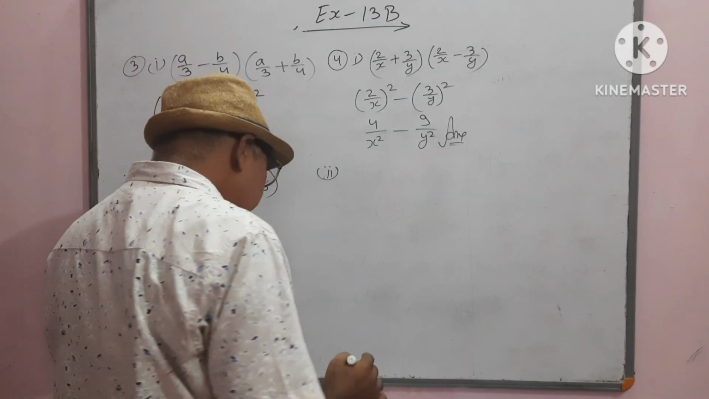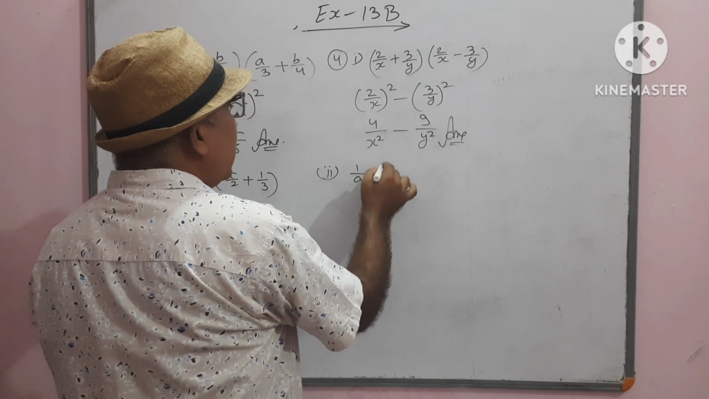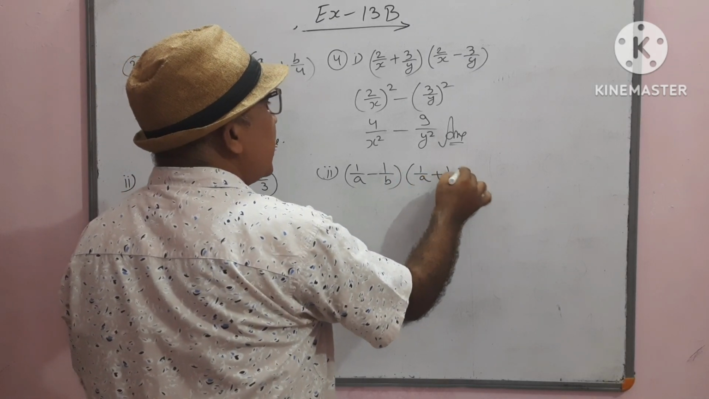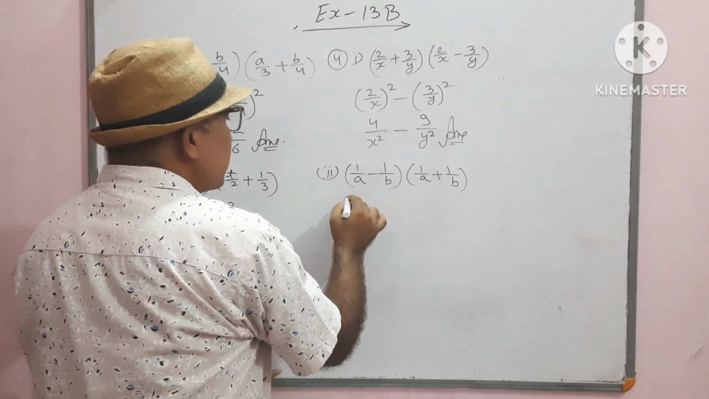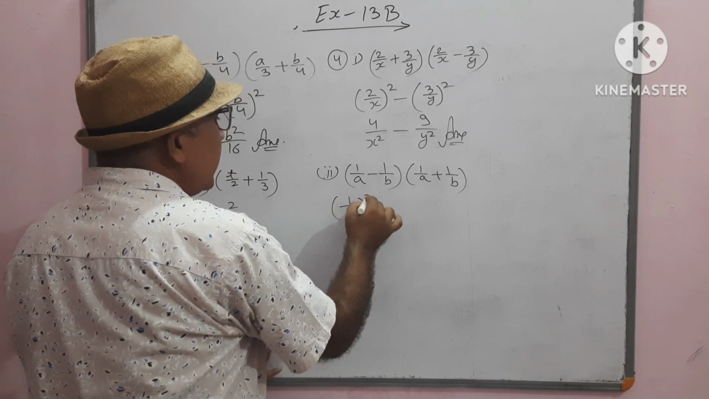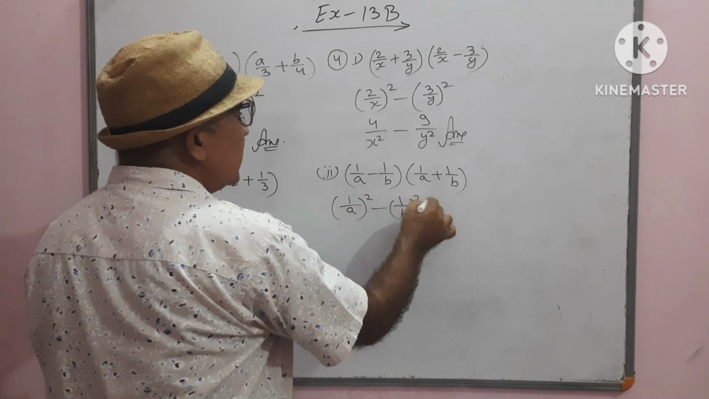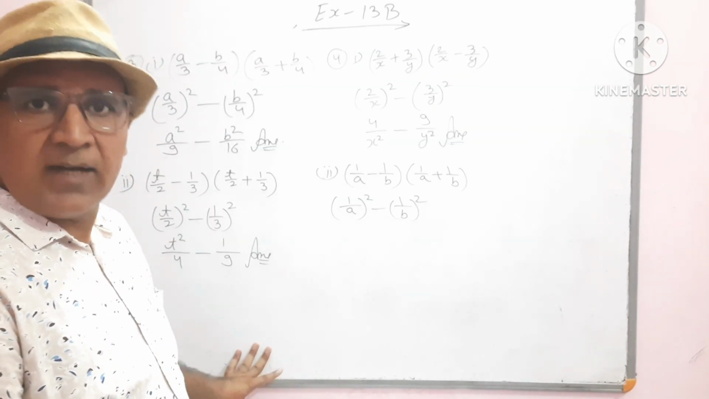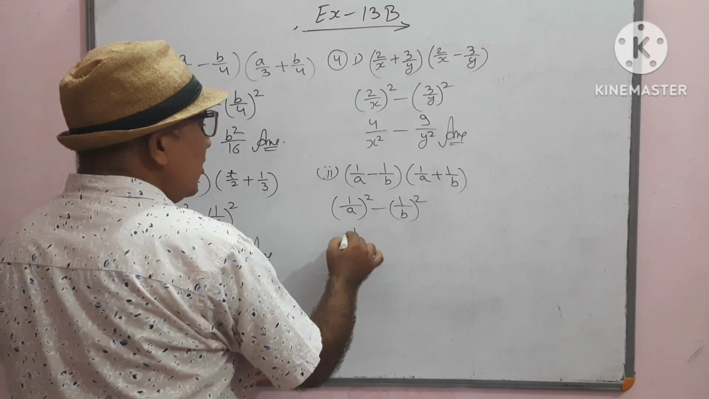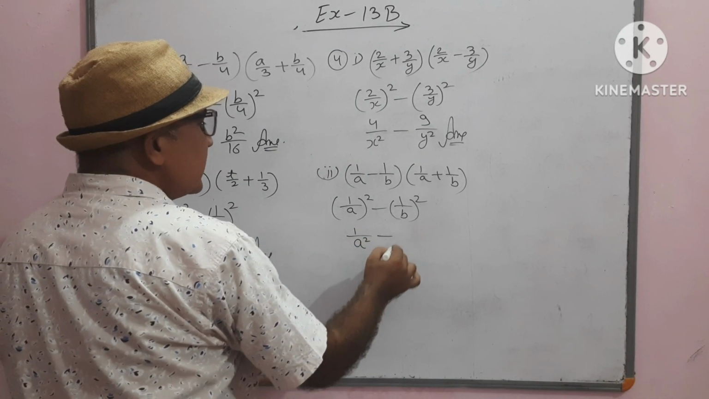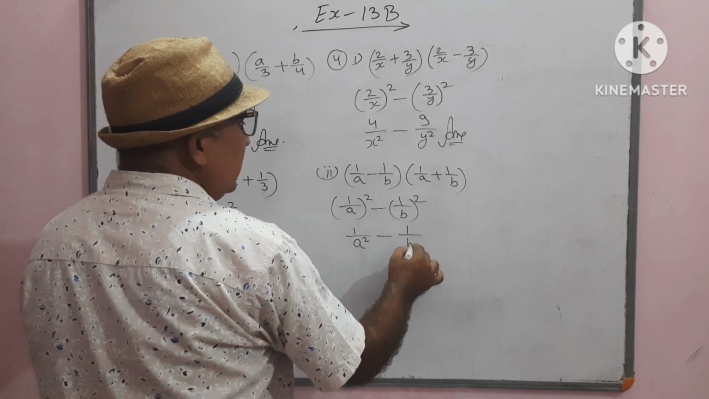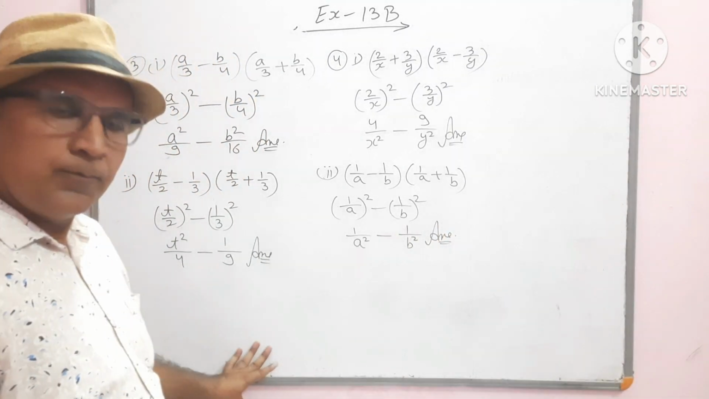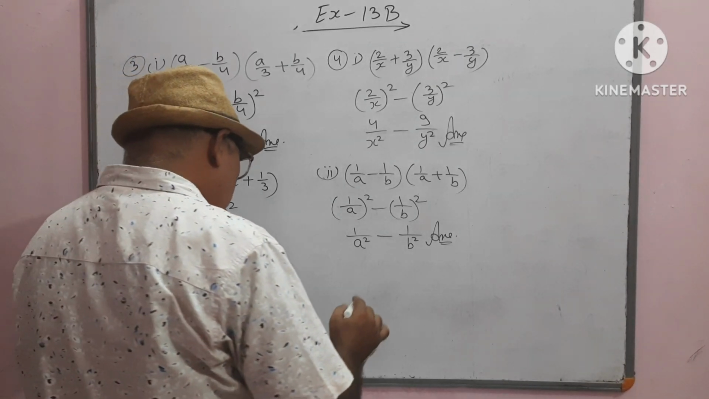Okay. Now second part. Second part is 1 upon a minus 1 upon b into 1 upon a plus 1 upon b. So this will become 1 upon a whole square minus 1 upon b whole square. Again the same reason, a plus b into a minus b is equal to a square minus b square. Now calculate it. 1 square is 1, a square is a square. 1 square is 1, b square is b square, and this will be your answer. Okay. Now question number 4 part 3.